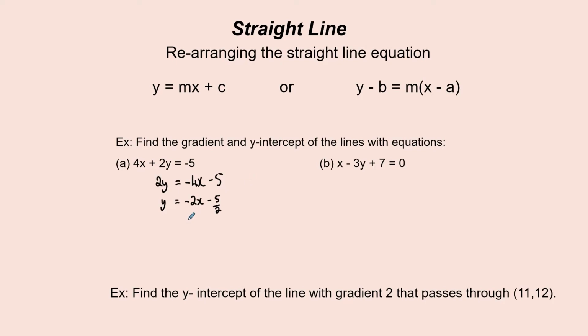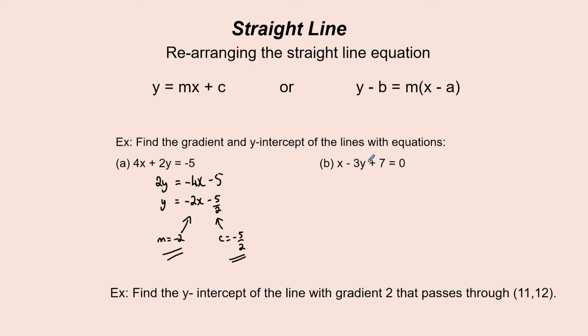Now, from that, we can see, remember it's y equals mx, so this is our gradient, so m equals negative 2, and this is our y-intercept, plus c. So c equals negative 5 over 2, or negative 2.5. That's the gradient and the y-intercept of this line. Similar idea with the second one, so we want to try and get the 3y on its own here.